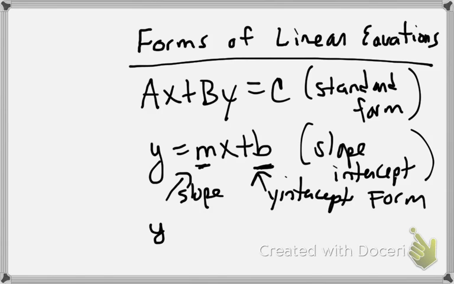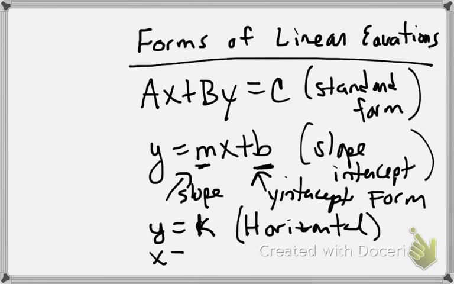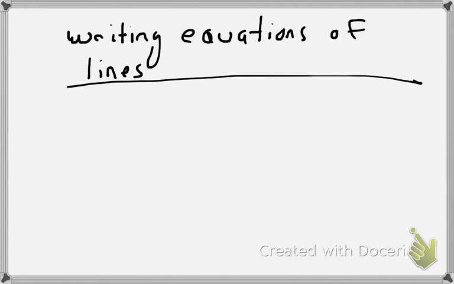And then y equals an arbitrary constant. I'm going to call that k. That's a horizontal line. So if you just have y equals an arbitrary constant, that's horizontal. If you have x equals an arbitrary constant, you have yourself a vertical line. All right. Let's look at the next slide. Oh, actually, I don't want to go there yet, so I'll go to a blank one.